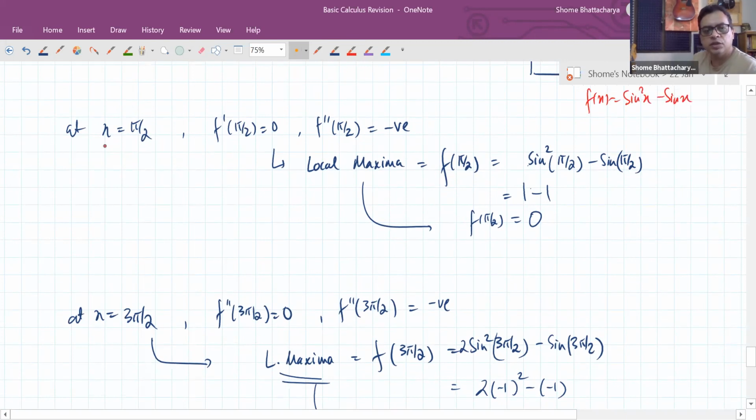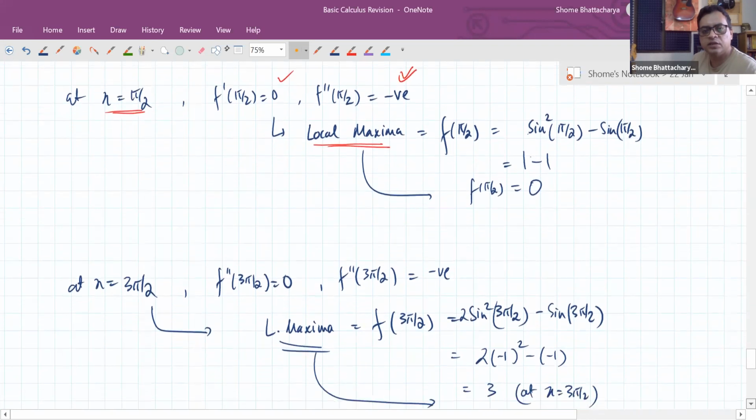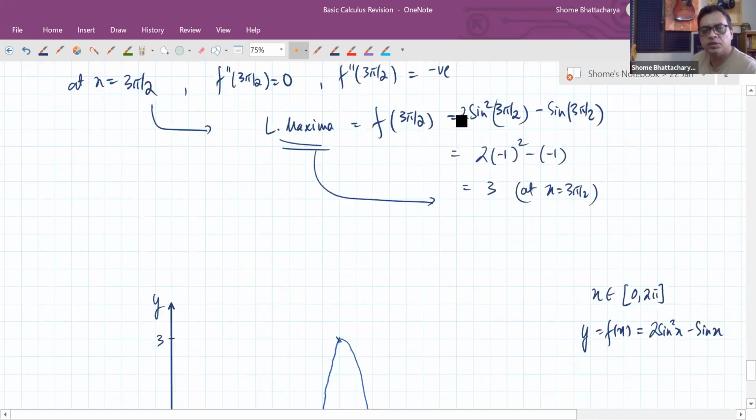Okay. So when we are looking at the point pi by 2, all this is all right. Derivative is 0, second derivative is negative, but the value of our local maxima that we'll get will be 1 minus 1, that is 0 now. And similarly, at the point 3 pi by 2, derivative is 0, second derivative is negative. But once again, this should not be 2. So the value will change slightly, and accordingly, our graph will also have to be modified. So we'll do that.